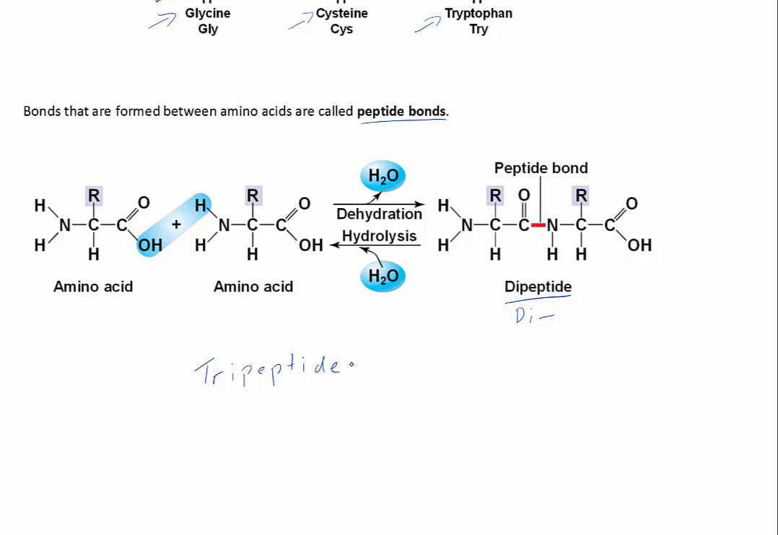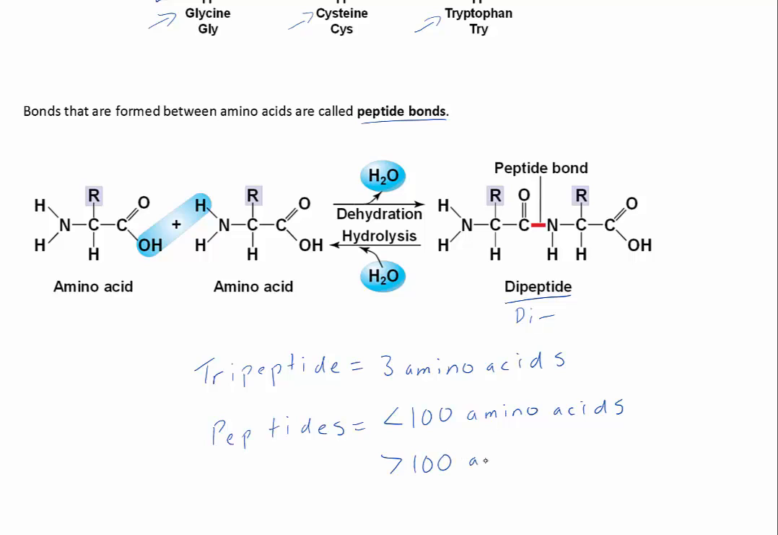tripeptide equals 3 amino acids. Chains of fewer than 100, so less than 100 amino acids, are called peptides. And greater than 100 amino acids are called polypeptides.